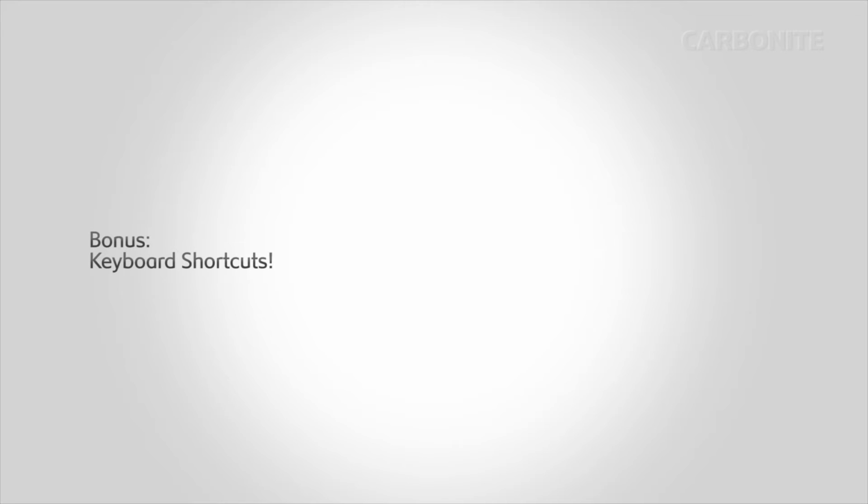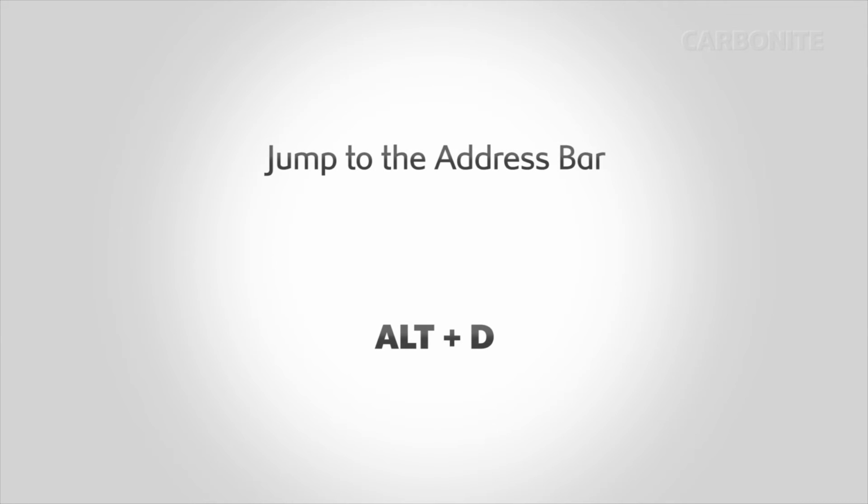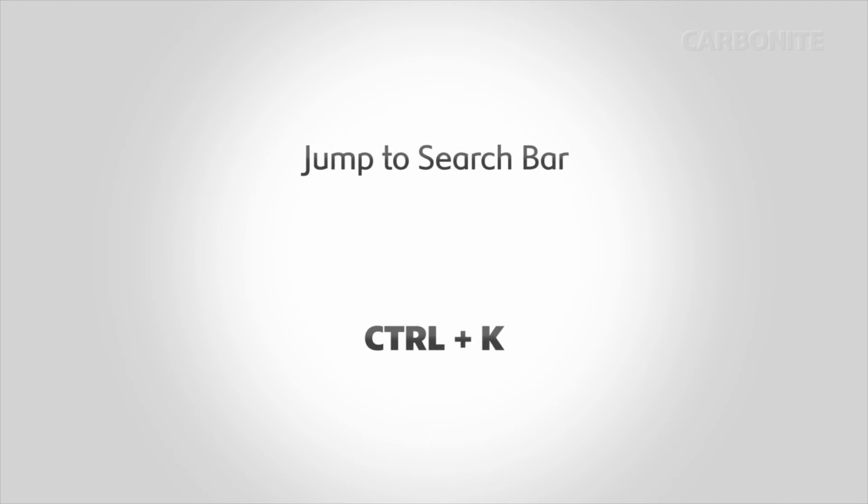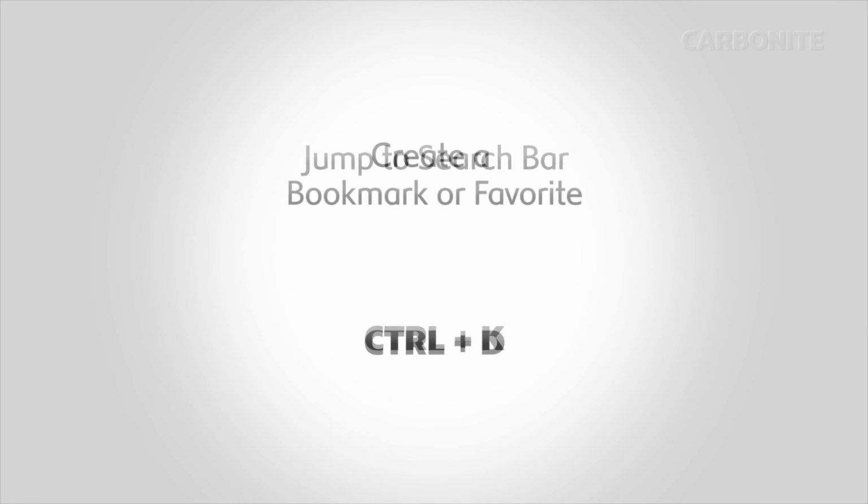Here are some useful keyboard shortcuts that work in any of the desktop browsers to make getting around the internet even easier. If you want to quickly access your address bar, hold Alt and press D on your keyboard. If you want to quickly jump to the search bar, hold Control and press K. If you want to bookmark a page, hold Control and press D.